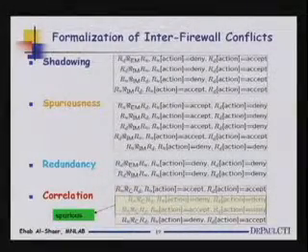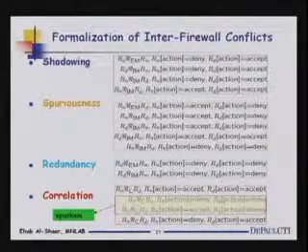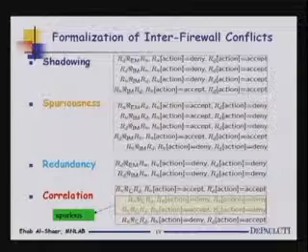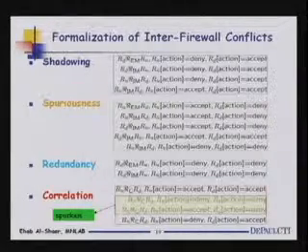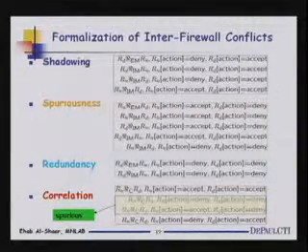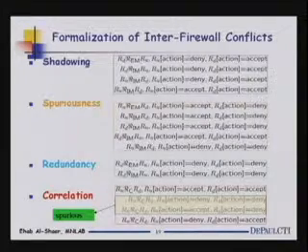You are not getting the traffic which you think is legitimate for you because some other firewall is denying it. Spuriousness means some traffic is coming into you, but you don't need it. It's unnecessary, causing extra bandwidth consumption and potential denial of service.